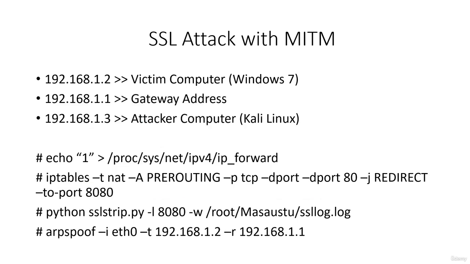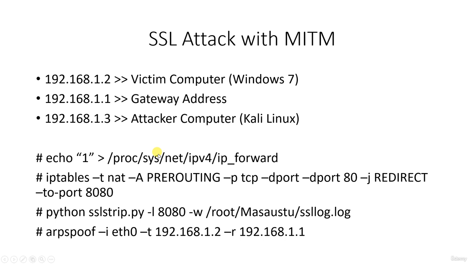So let's switch to the demonstration. What we are going to do is select this IP for the victim computer, which is Windows 7, use this IP as our gateway address, and use this 1.3 IP for the attacker computer, which is running Kali Linux. The first step is that the attacker should enable IP forwarding on this computer. Make sure you use this command in the terminal, which will enable IP forwarding.